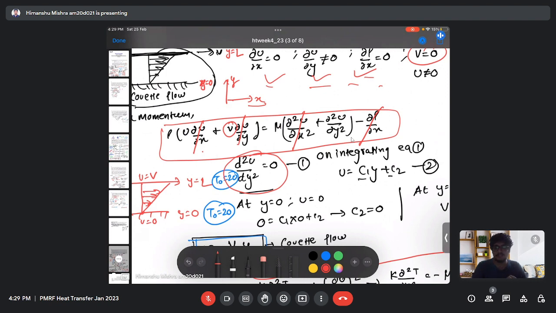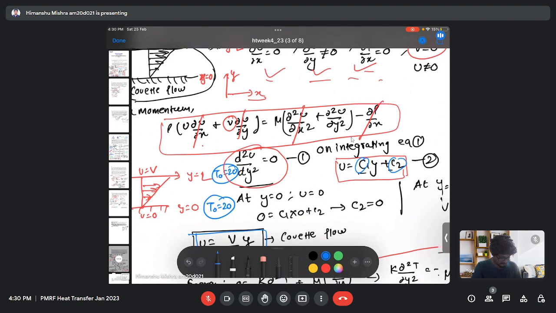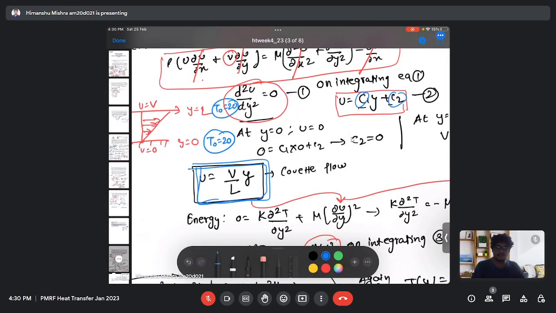When we solve this equation, I can write my velocity profile in terms of constants, and based on the boundary conditions given in the question, I can obtain C1 and C2. Then I can write my velocity profile, which is linear in nature for this fluid flow. To find the temperature profile, we can use the energy equation.